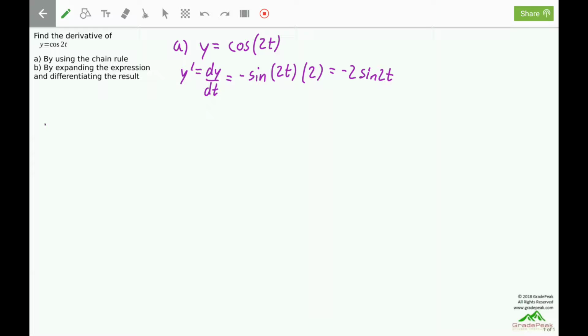For part B, we're going to expand the expression y equals cosine 2t. Cosine of 2t has an identity, the double angle formula for cosine, and it's equal to cosine squared t minus sine squared t, or it's equal to 2 cosine squared t minus 1, or it's equal to 1 minus 2 sine squared t.